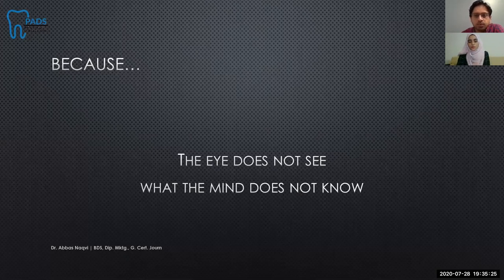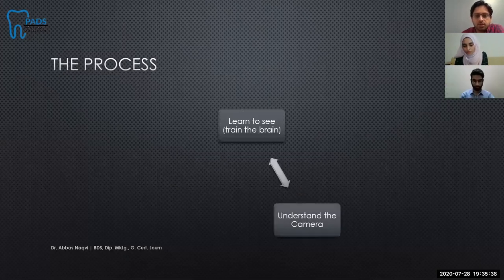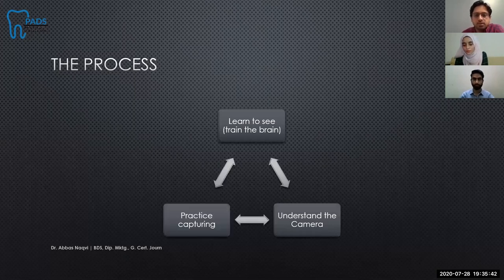Now, here's what the process is. For me, you learn to see, which is train the brain, which is knowledge comes first. You develop your skill after, but you gain the knowledge. You understand the camera, your tool, and then you practice capturing, and you move towards developing your skill. So knowledge and then skill.